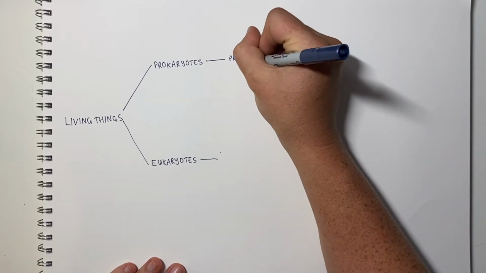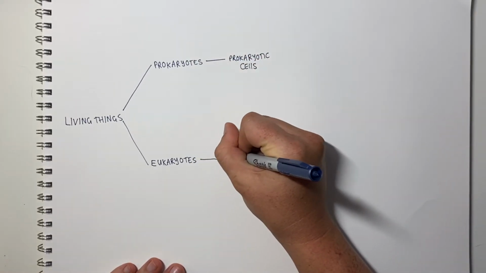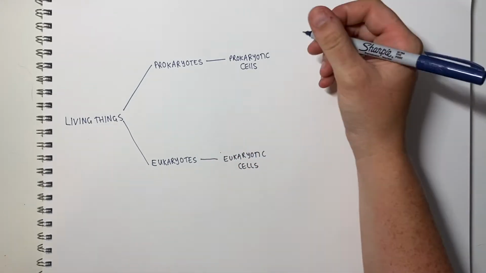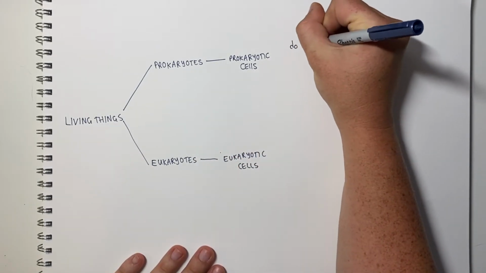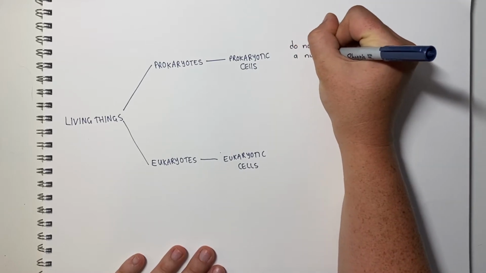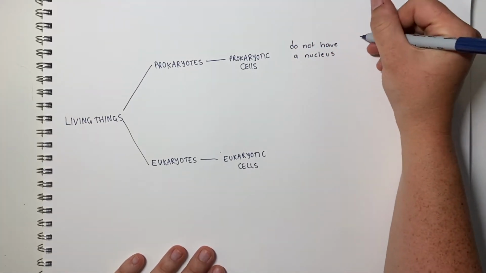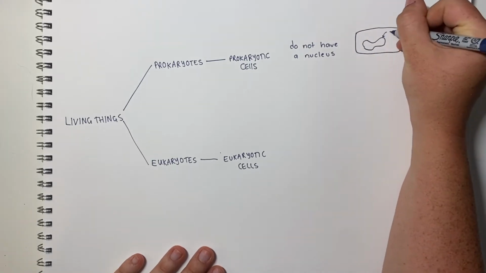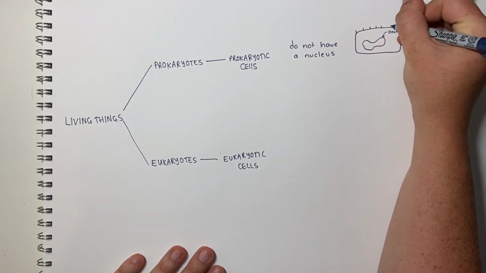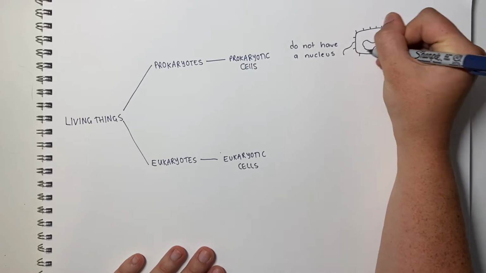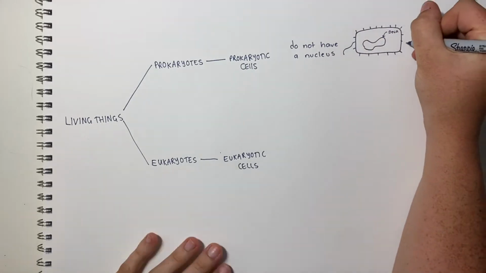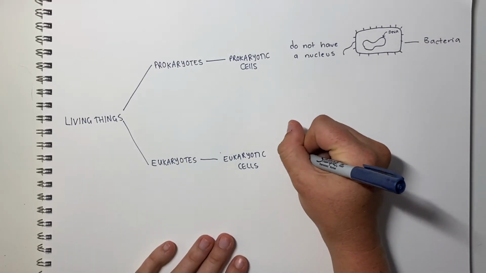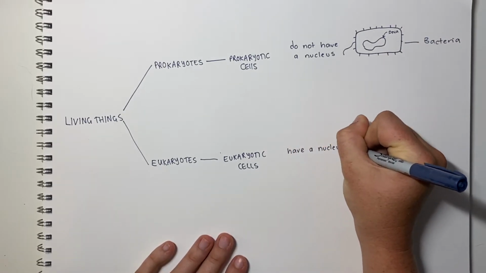Prokaryotes are made of prokaryotic cells. Their defining feature is that they have no nucleus. Their DNA is actually floating freely in the cytoplasm. An example of a prokaryotic cell is bacteria. When we explore the structures, we'll look in more detail at their key features. However, prokaryotic cells are much smaller than eukaryotic cells.